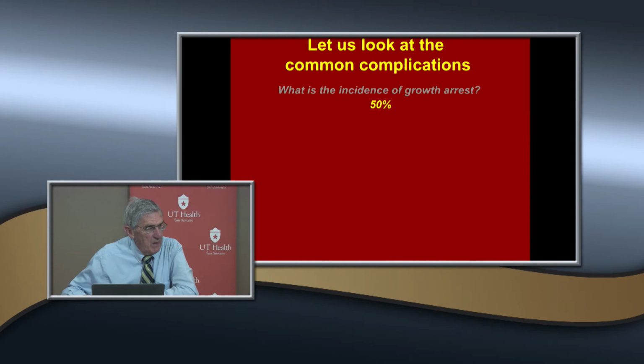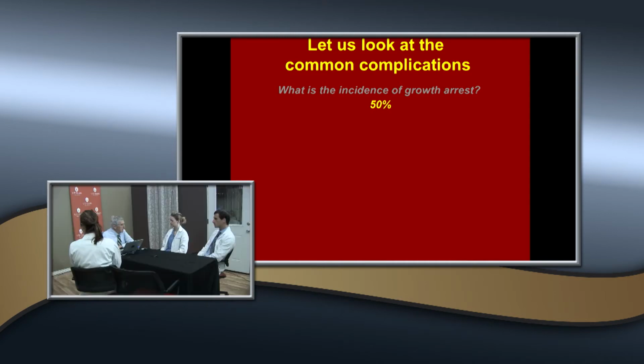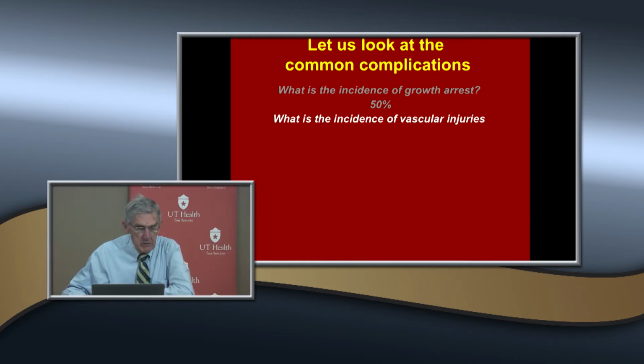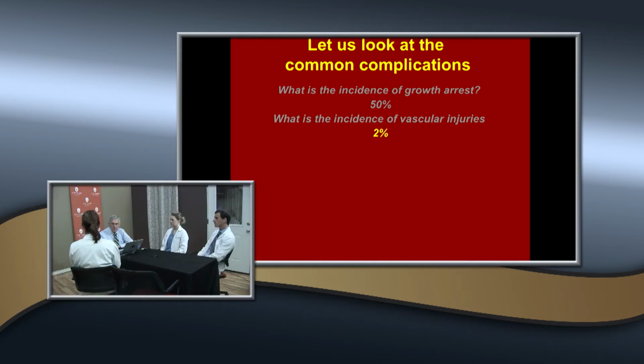And why is that? Because of the mammillary processes. That's right. And if you look at all the series, it's about 50%. And so you need to tell the parents ahead of time that there's a high incidence that this needs to be followed. What about other vascular injuries? It's not as much. It's only about 2%.